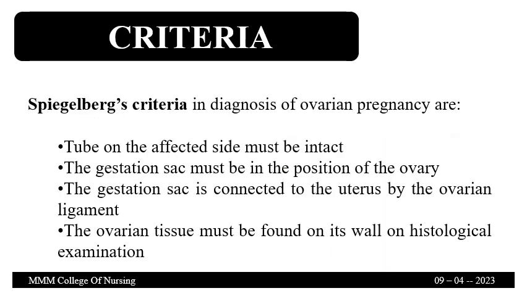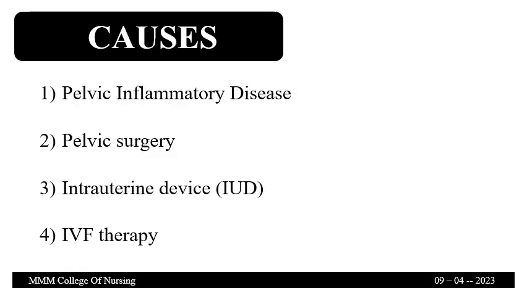Criteria. Spiegelberg's criteria for the diagnosis of ovarian pregnancy: the tube on the affected side must be intact. The gestation sac must be in the position of the ovary. The gestation sac is connected to the uterus by the ovarian ligament. The ovarian tissue must be found in its wall on histological examination. So these are the criteria to confirm the ovarian pregnancy.